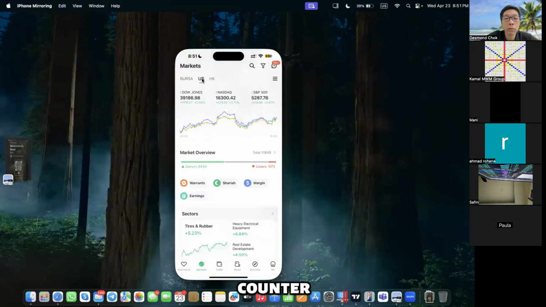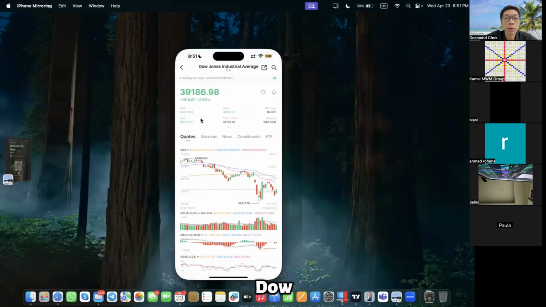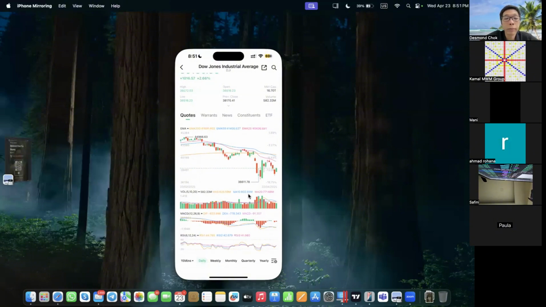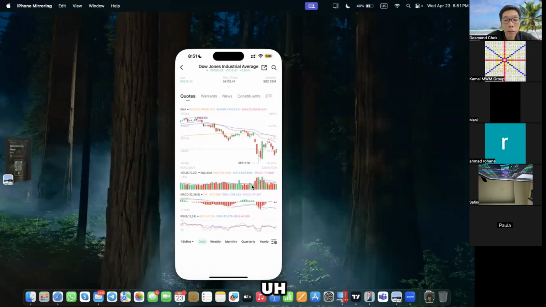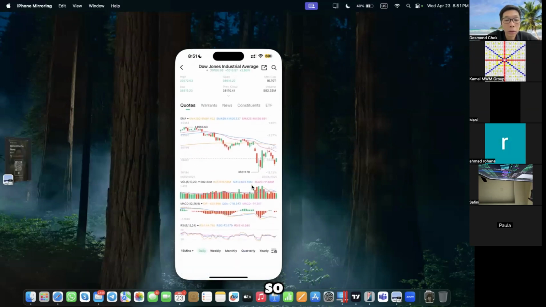This one is the US counter. So US is also the same. You can see Dow Jones, Nasdaq, and S&P. If you see Dow Jones, today Dow Jones is like this. It's not yet 9:30, the stock market is not yet open. So what you can see here is like this.